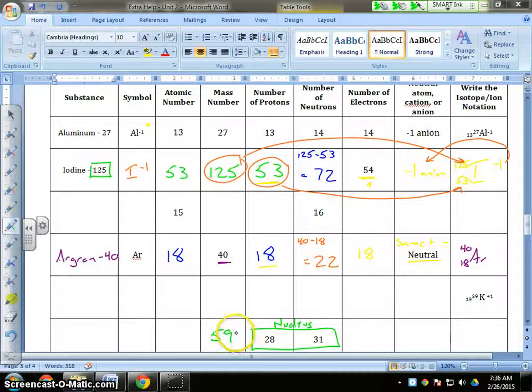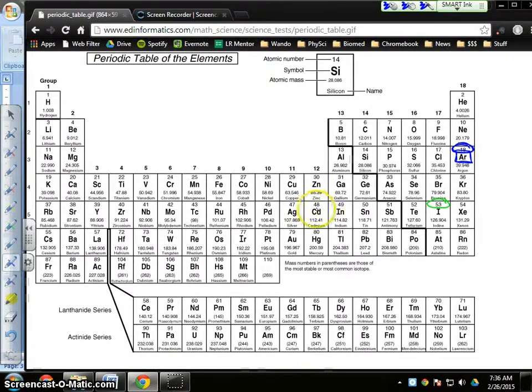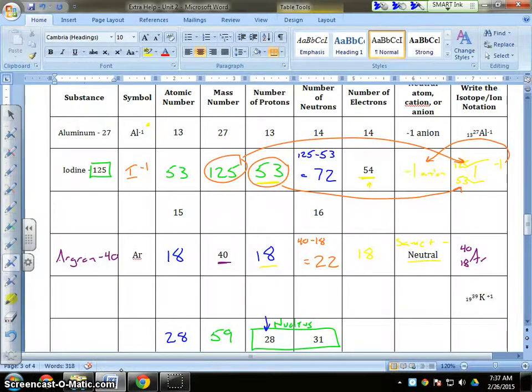Okay? But at this point, I still haven't even figured out what element we're dealing with. So I should take that number 28 for protons, because this guy is really important. I know it's going to be my atomic number. It's the thing that identifies what element we're talking about. So let's go find 28. 28 right here. Nickel. So when we work our way back, I know that this happens to be nickel.